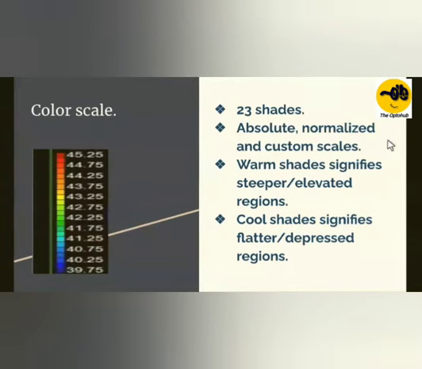Okay, so we'll talk a little bit about the color scale. Now, as I was telling you, there are so many colors in this, and what do these colors mean?